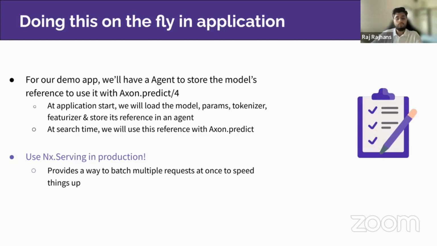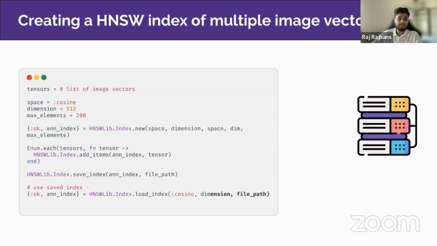Now that we have the ability to get vectors out of images and text, the next thing remaining is to create vectors of multiple images. Whatever we did for one, do it for n, which will be our dataset of images. And then create the HNSW index with those. This part is actually really simple. As you can see here, the tensors is a list of vectors of multiple images. Then while creating the index, we just need to specify the space, which is cosine for us, the dimension, which is 512 for us, and finally the max number of elements you want to store in that index. And then we add each of the tensors to the index, and finally save it to a file. Later on, we can simply load that index and use it.